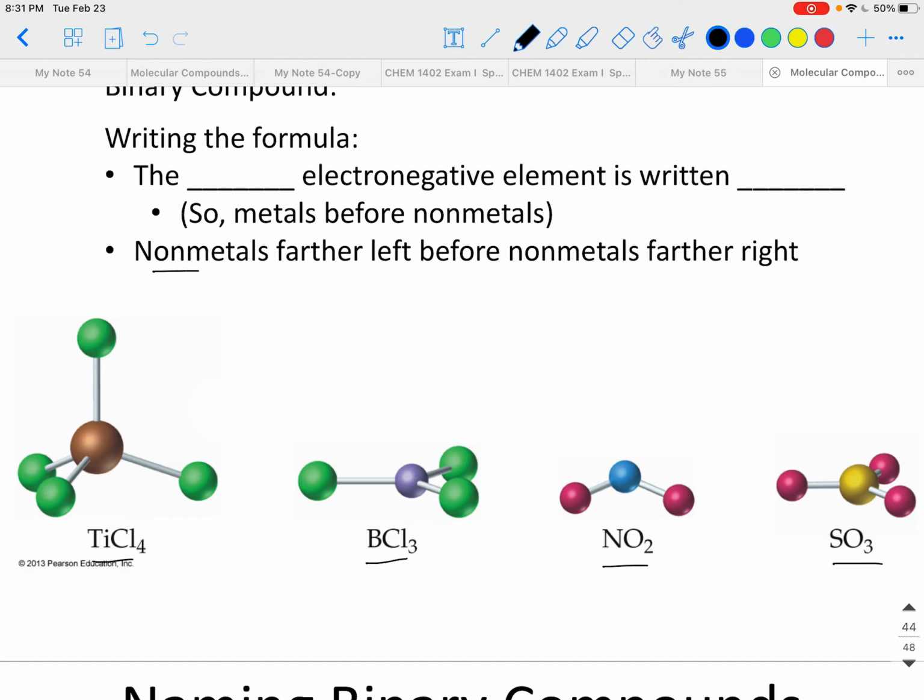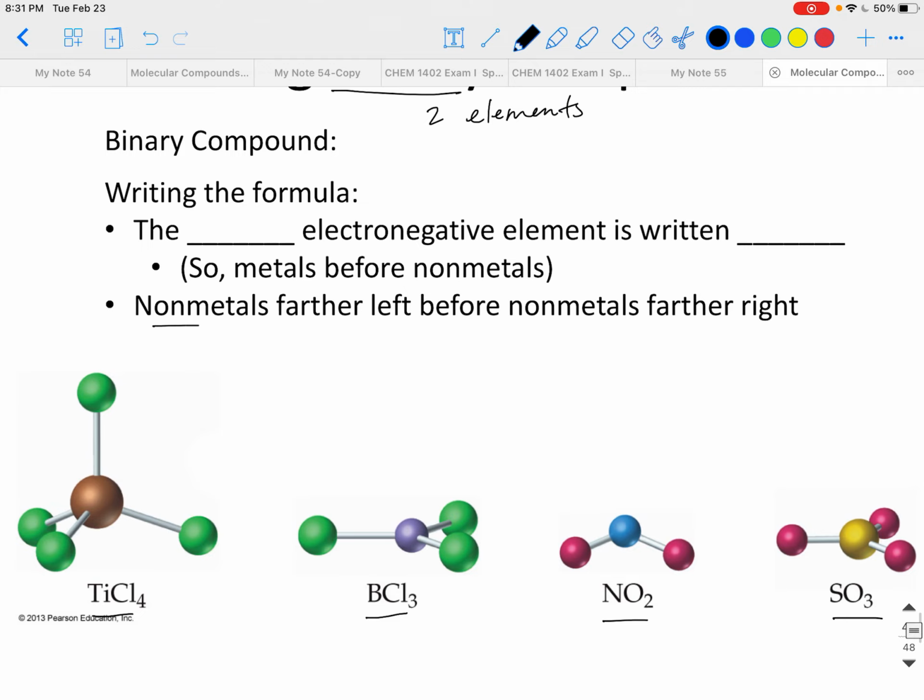All these formulas only have two different elements, and you will not have to name compounds with more than two elements. So first off, how do you write the formula? The formula is going to contain only the symbols for elements. Okay, you're not going to write out the full element name. It'll be the symbol off the periodic table. And the way you order it is you're going to write the least electronegative element first.